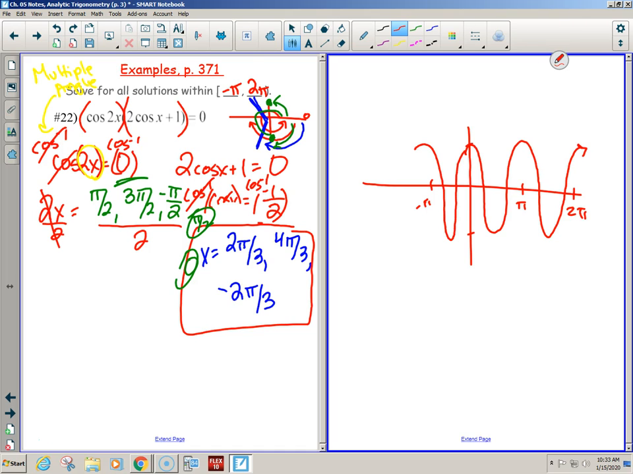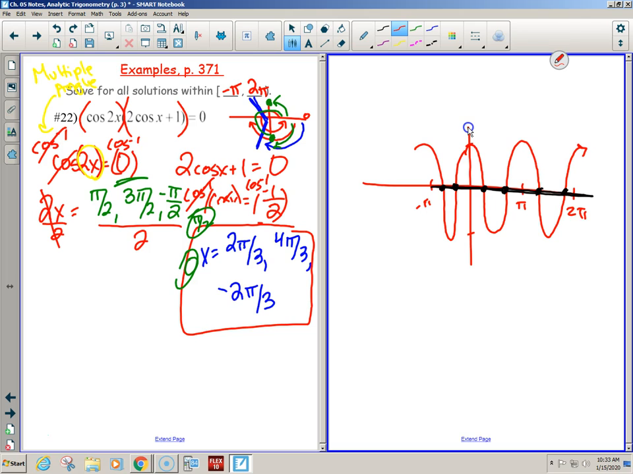Here's the struggle. How many times will cosine equal 0 now that it's been squished? 1, 2, 3, 4, 5, 6. I only had 3. There are twice as many because of the multiple angle. There are twice as many answers. And here's one way you could see that.